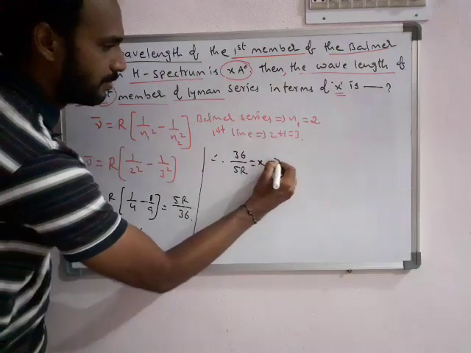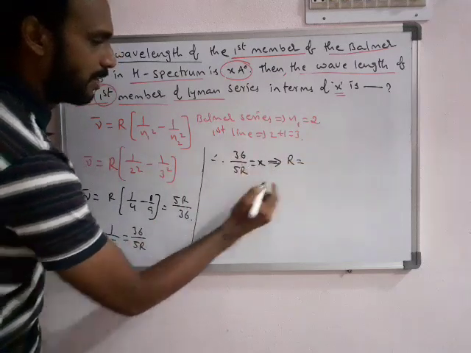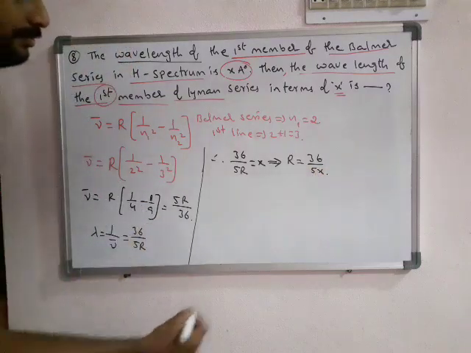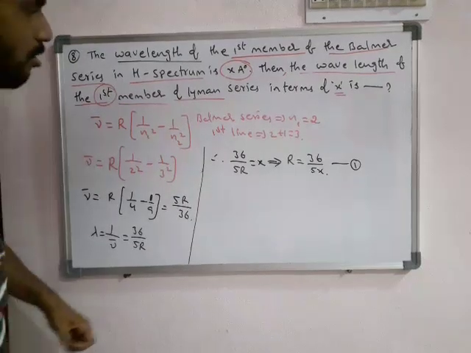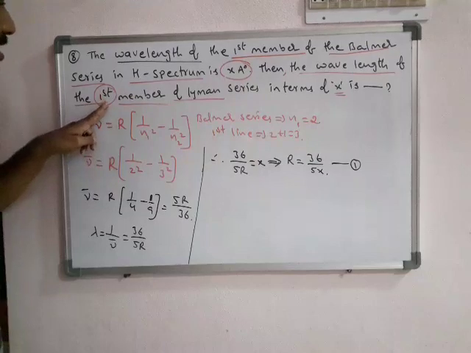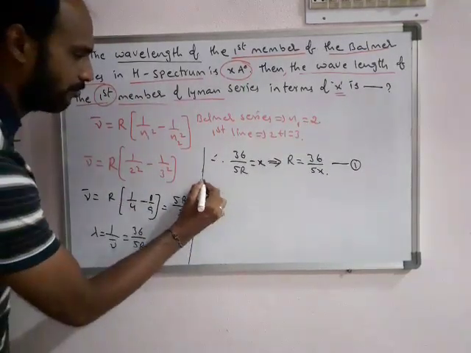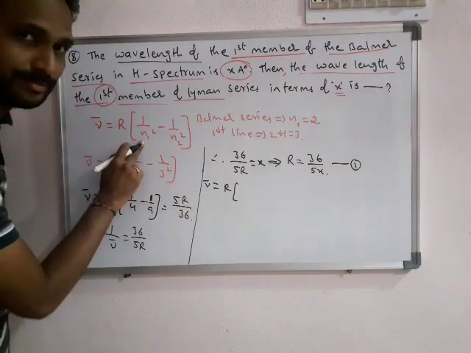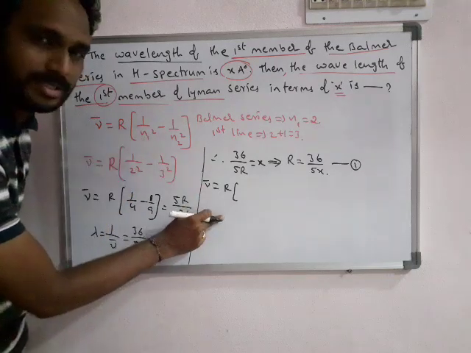So based on this we have to bring out the R value. What is the R value here? The R value means 36 by 5x. Just say it is equation 1. Next, what we have to find out is exactly the wavelength of the first member of the Lyman series. Now just go to the first member of the Lyman series: nu bar equals the same equation, R into 1 by n1 square minus 1 by n2 square. So we are not writing the formula again, the formula is already here. Let us apply the same formula to the Lyman series.